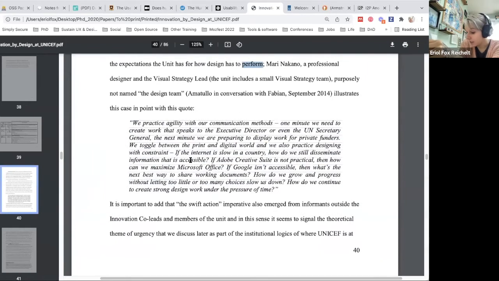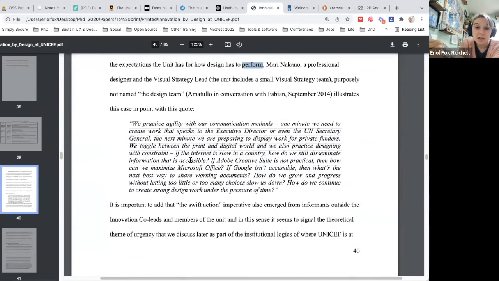We practice agility with our communication methods. One minute we need to create work that speaks to the Executive Director or the UN Secretary General, but in the next minute we are preparing to display work for private funders. We toggle between print, digital, practice designing with constraint. If the internet is slow in a country, how do we still disseminate information that is accessible? If Adobe Creative Suite is not practical, then how can we maximize Microsoft Office? If Google isn't available, then what's the next best way of sharing work documents?